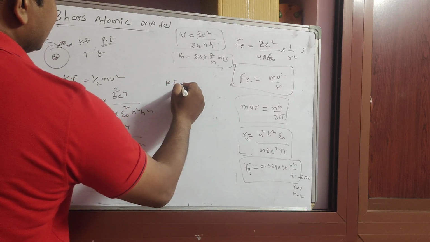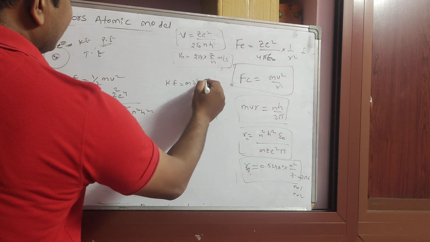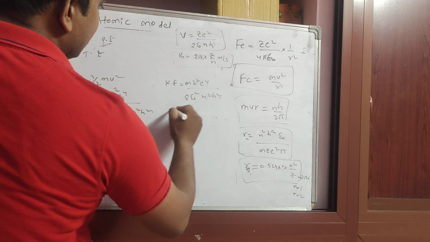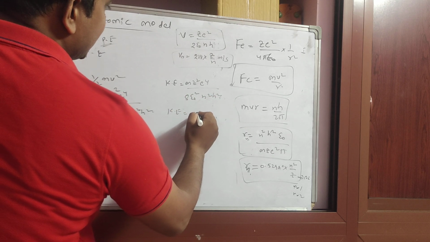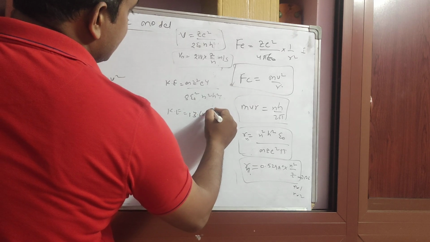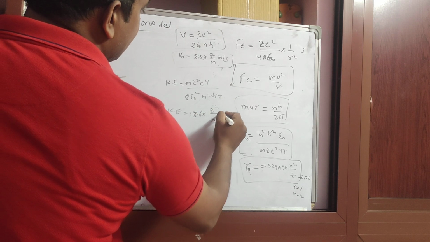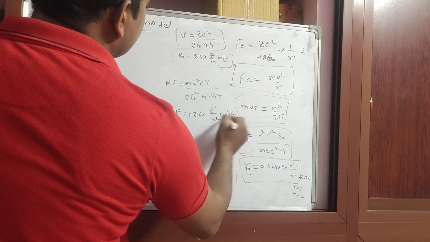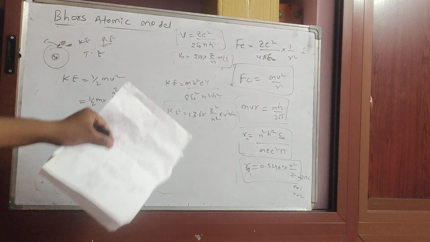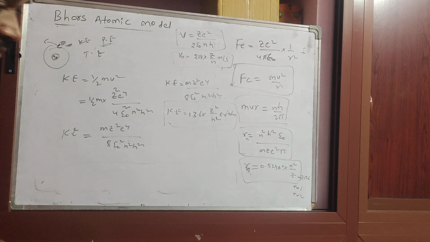Kinetic energy is equal to m z square e to the power of 4 by 8 epsilon naught square n square h square. If you take it, kinetic energy is equal to 13.6 into z square by n square electron volt per atom. This is one of the equations of the kinetic energy. You have to remember, very important.